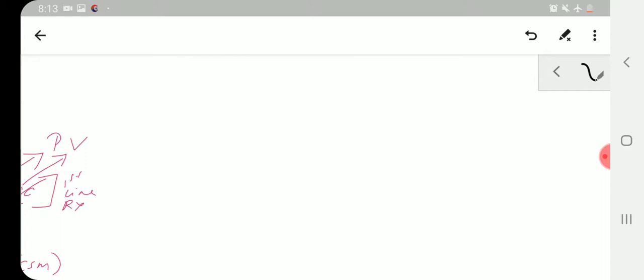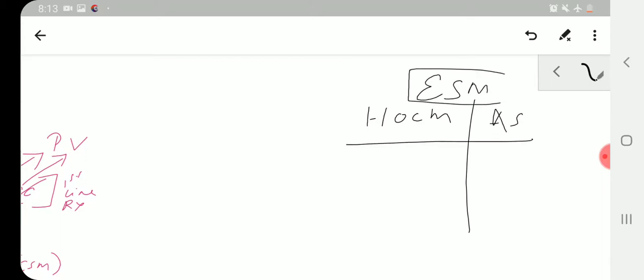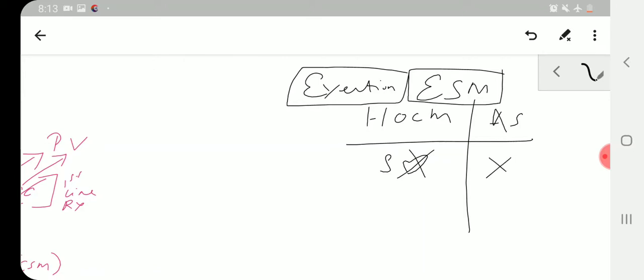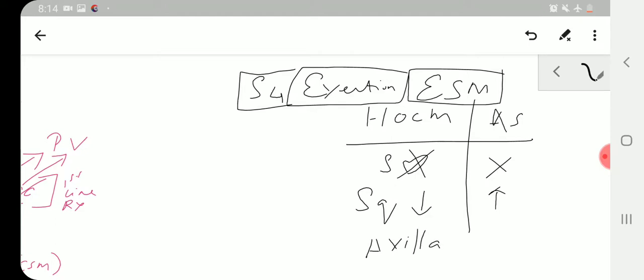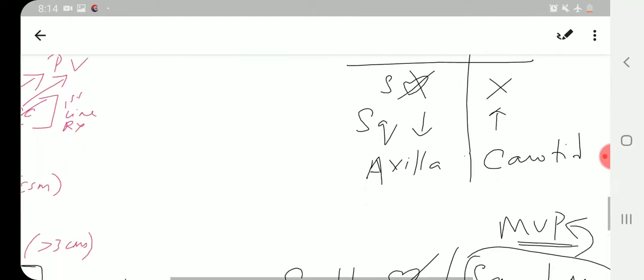Few important points alone we will see. HOCM versus aortic stenosis. Both of them commonly have ejection systolic murmur. Both of them commonly have exertional symptoms. In HOCM, sudden cardiac death is seen. In aortic stenosis, that is not there. In HOCM, squatting will reduce the murmur. In aortic stenosis, squatting will increase the murmur, just like any other murmur. In HOCM and aortic stenosis, both S4 heart sound is present. HOCM murmur radiates to the axilla. Aortic stenosis murmur radiates to the carotid. That's a very important point.